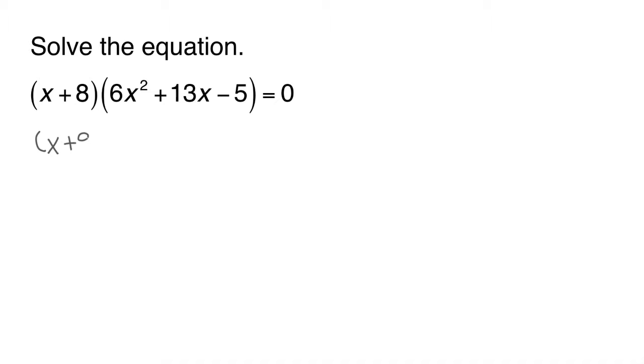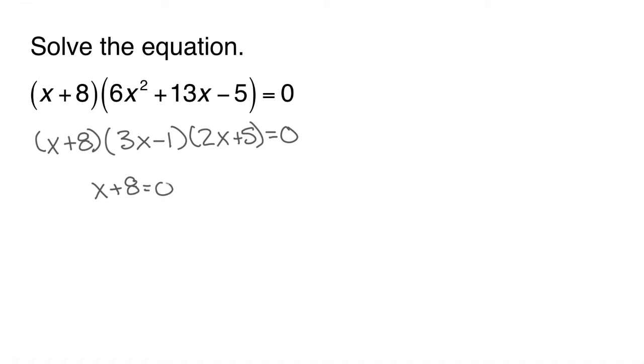We have x + 8, and then we can factor the trinomial to (3x − 1)(2x + 5), which is equal to 0. Now we can use the zero factor property and set each factor equal to 0. We have x + 8 = 0, or 3x − 1 = 0, or 2x + 5 = 0. Now we solve each equation.